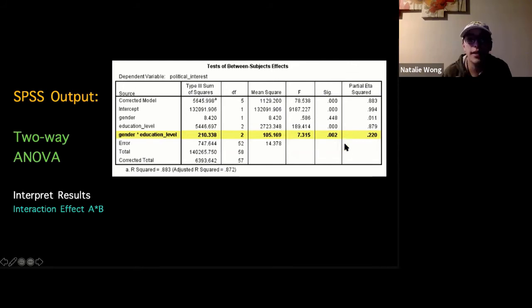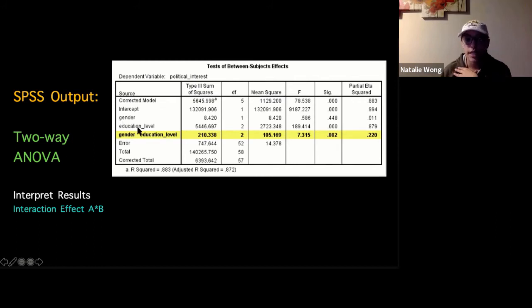No, so we have a combination of everything. We have political interest scores for males and females at each level of education. The first one here says, regardless of education level, are there differences between males and females? And this p-value says no significant difference between the means. So we would say males and females are not significantly different on their political interests.